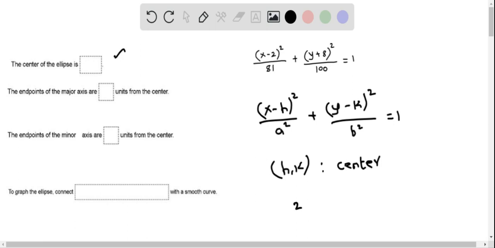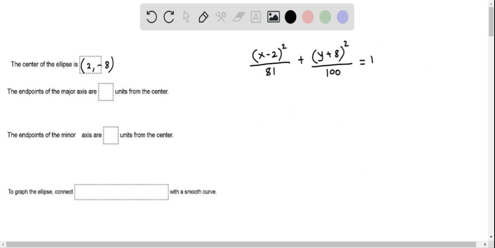And 2a, 2b, these are the lengths of the major and minor axis. So when we compare this ellipse equation with the standard equation of the ellipse, we see that h equals 2 and k equals negative 8. So we say that the center of this ellipse is (2, −8). We now determine the endpoints of the major axis as well as the minor axis.